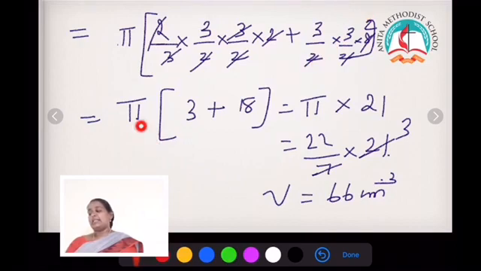Apply, cancel it, children. The rest we have pi into 3 plus 18. So 3 plus 18 is 21. So pi into 21 is equal to 22 by 7 into 21. Get cancelled, 3 centimeter. So the volume of the model is 66 centimeter cube.